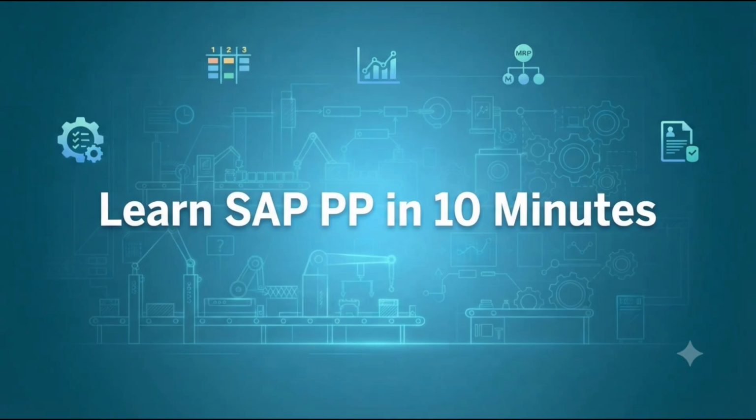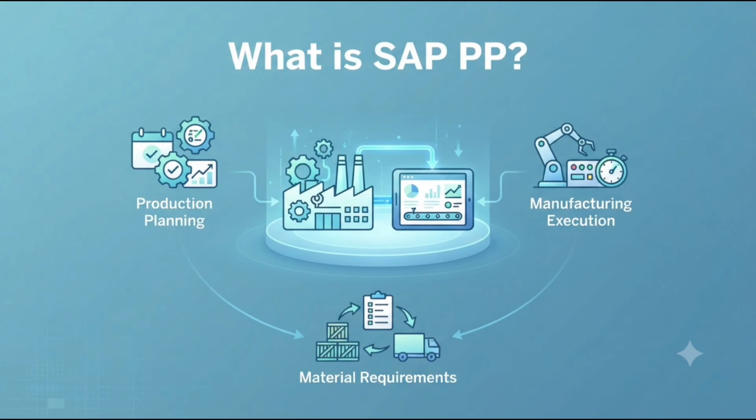SAP PP stands for Production Planning. It is a core module in SAP ERP that helps companies plan, execute, and control their manufacturing processes. From creating production orders to managing materials and monitoring shop floor activities, SAP PP plays a central role. It ensures that the right products are manufactured at the right time, in the right quantity, and with the right resources. The module connects demand from sales with supply from production, making the entire manufacturing process more efficient and transparent.